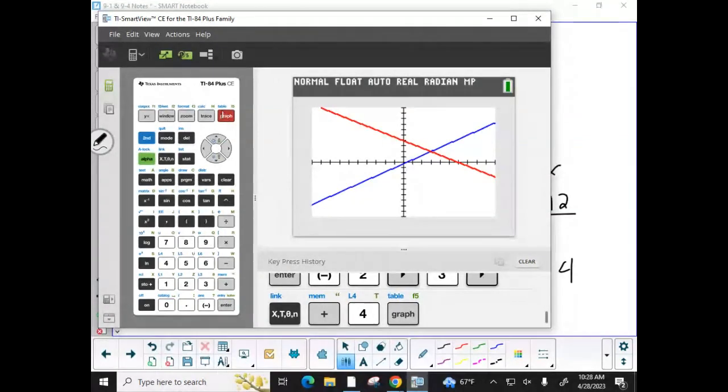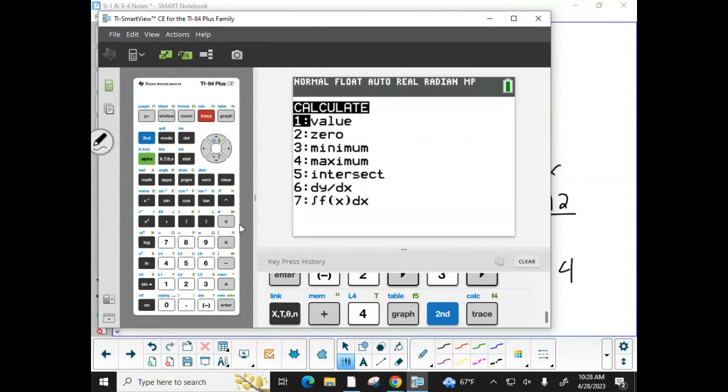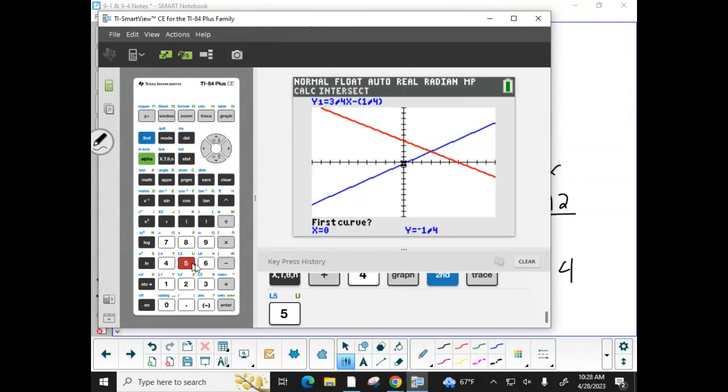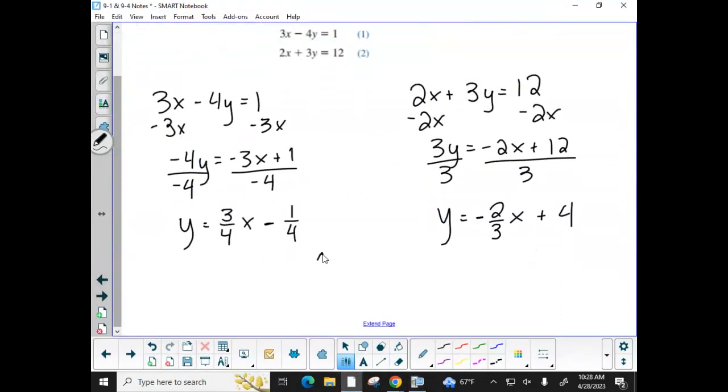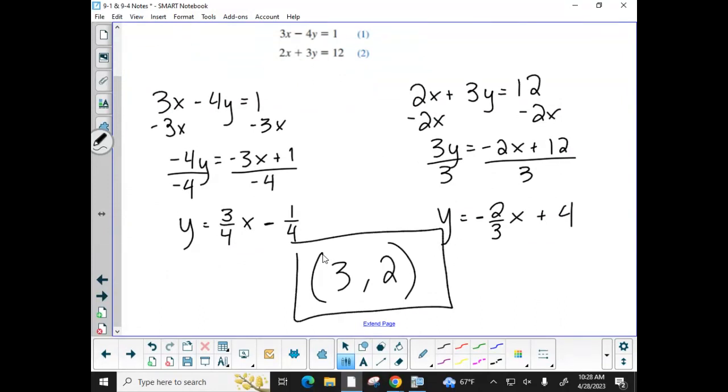And once again, I see where they intersect. Now I'm just hitting second, trace, 5. My first curve, enter. My second curve, enter. Guess, I'm getting close to it, and I hit enter. The answer would be the point 3, 2. So the solution, 3, 2. Simple as that.